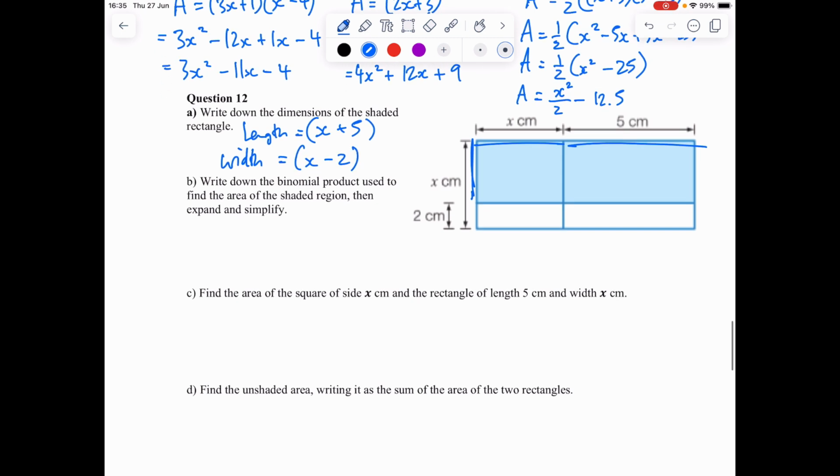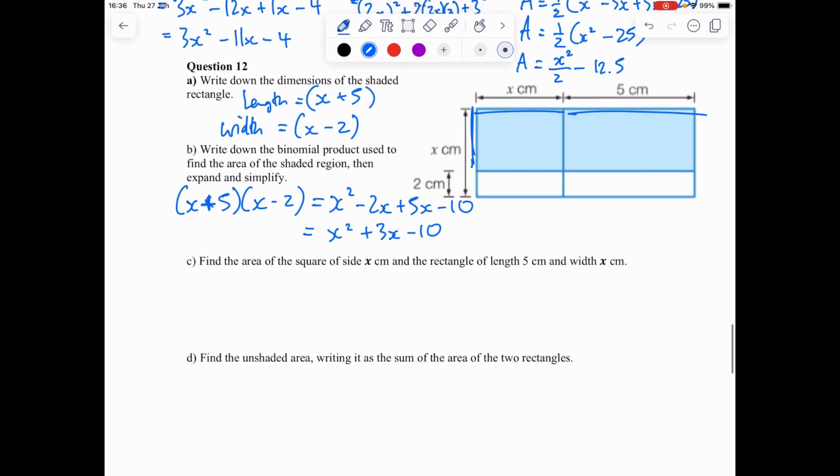Write down the binomial product used to find the area of the shaded region, then expand and simplify. So binomial, 2 numbers, product, multiply. The area of a rectangle is length times width, so you're timesing the length, x plus 5, by the width, x take 2. You're expanding that with FOIL. Firsts, x squared, outers, negative 2x, inners, plus 5x, lasts, negative 10. x squared, negative 2 plus 5 is positive 3x, take 10.